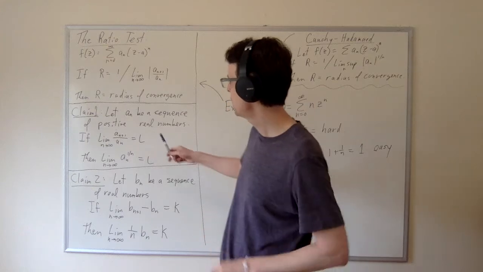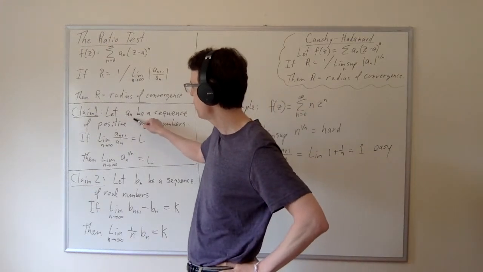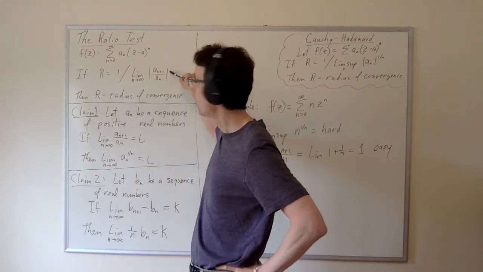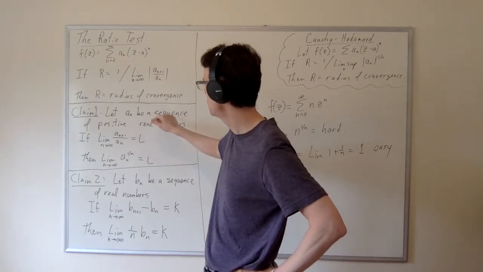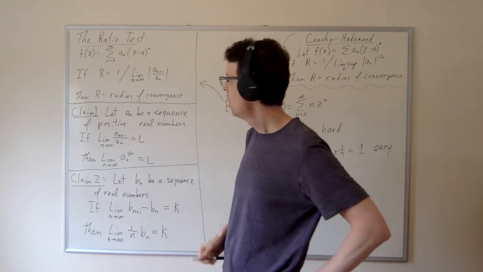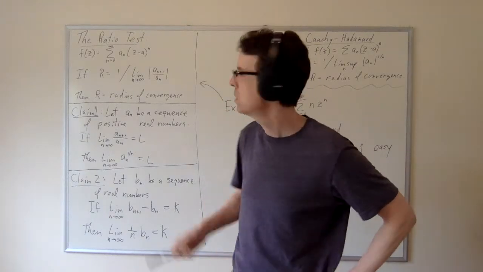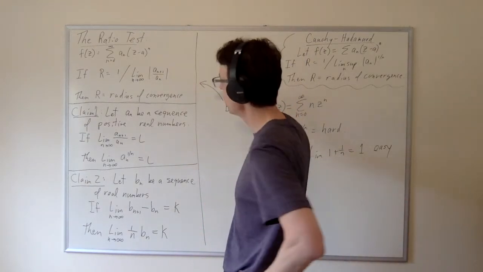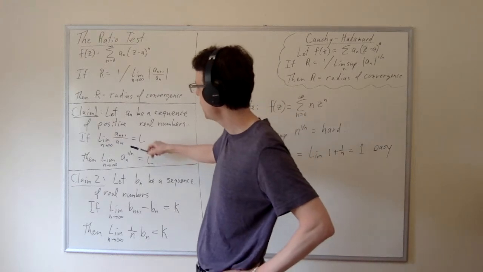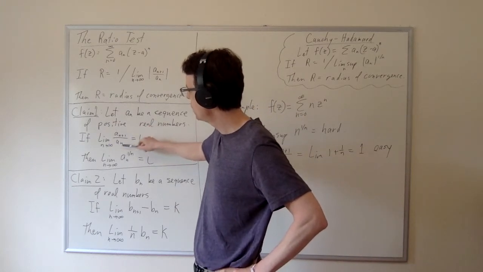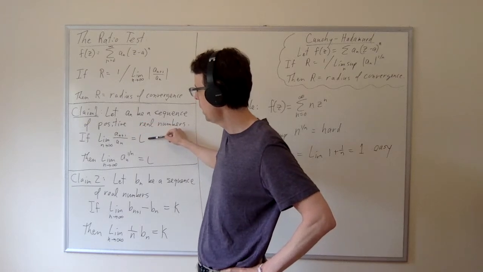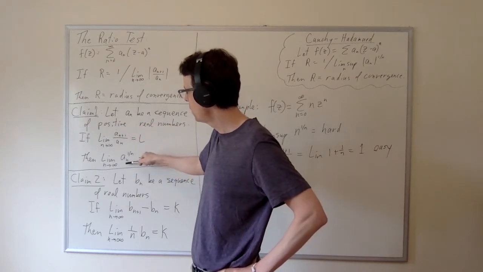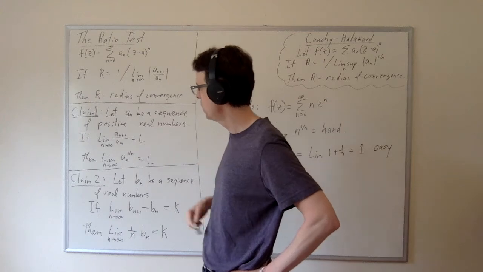Now, it may be slightly confusing. In this claim, I'm referring to ANs. These ANs are the moduli of these ANs. So that's why I'm hypothesizing that they're a sequence of positive real numbers. All we really need to do to prove the ratio test is to prove that this R equals that R. And all we really need to do to accomplish that is to prove that if we have a defined limit of ratios, and that's equal to L, then the limit of the roots will also be equal to L.